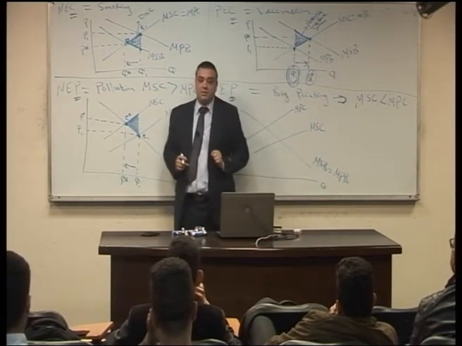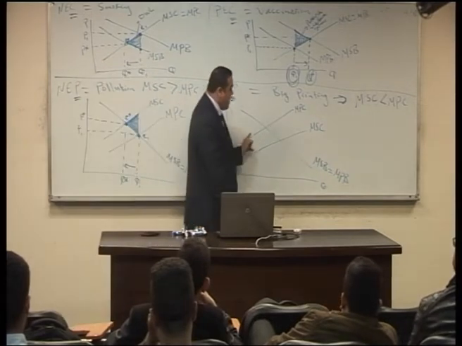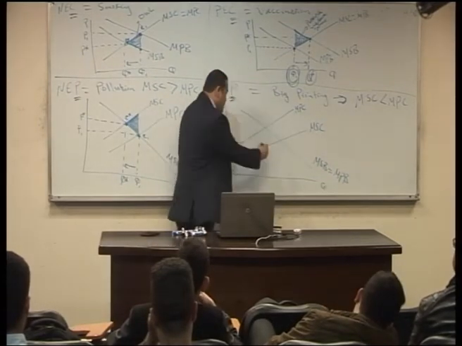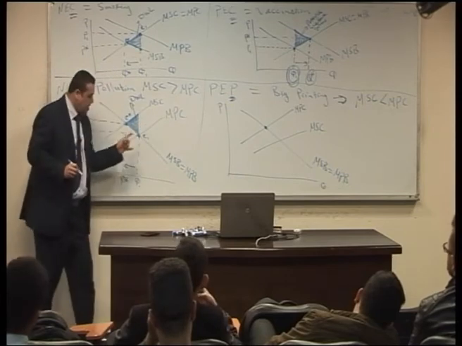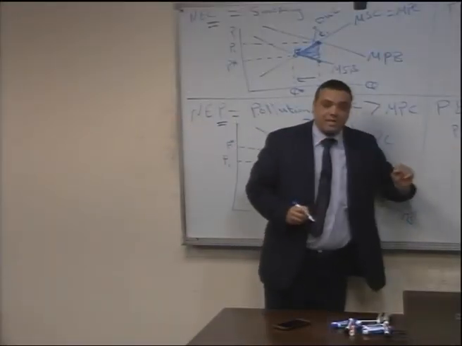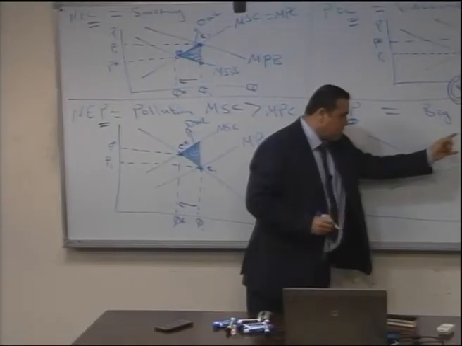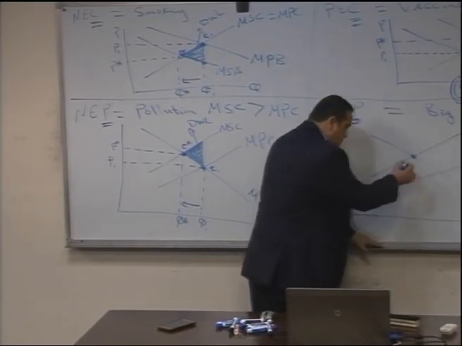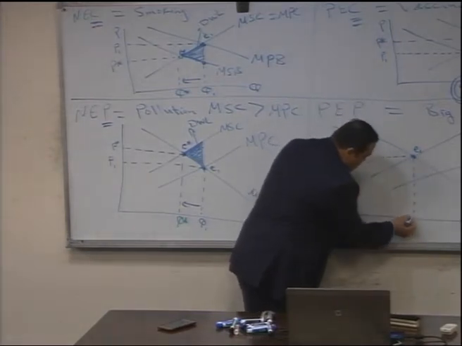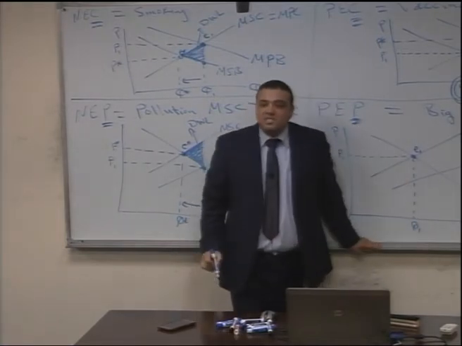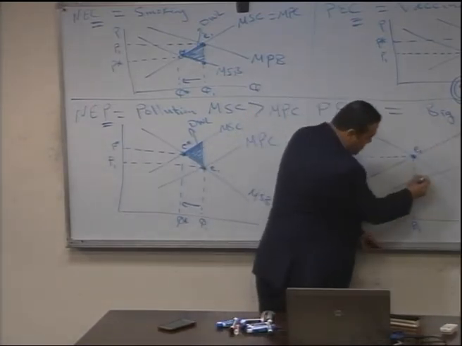What about the last case here? Where is the private equilibrium? The marginal private cost equals the marginal private benefit. Here is the deadweight loss. The shaded triangle here is the deadweight loss. The private equilibrium occurs when the marginal private cost equals the marginal private benefits. So here is E1, P1, Q1. What's the social optimal point? Marginal social benefit equals marginal social cost. This is E star.